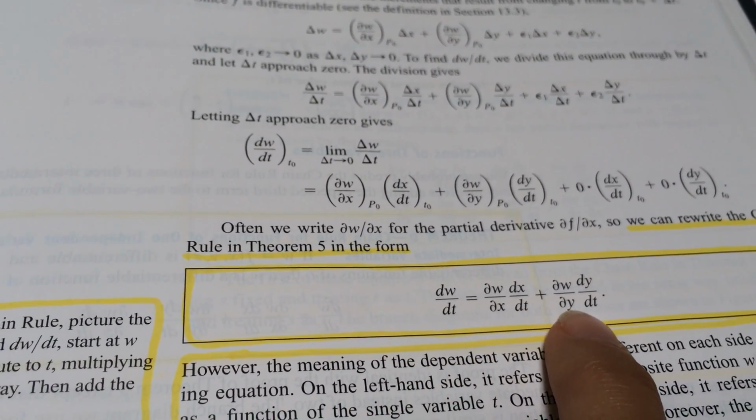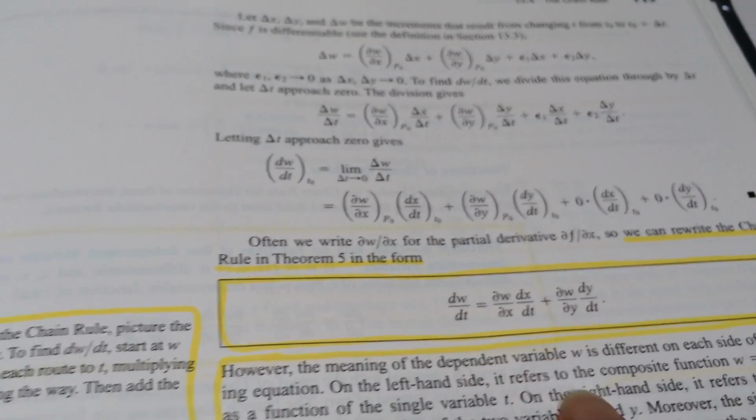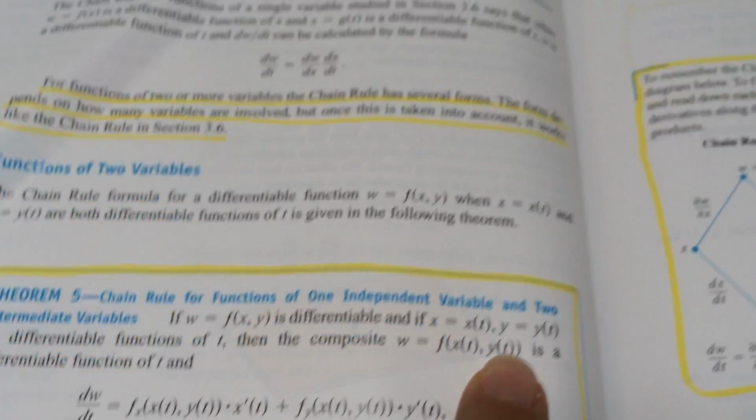So this is the formula that I'm going to use when I write it in my notes and on the solutions. And so this would be, again, for the case where w is a function of x and y, and x and y are each functions of t.